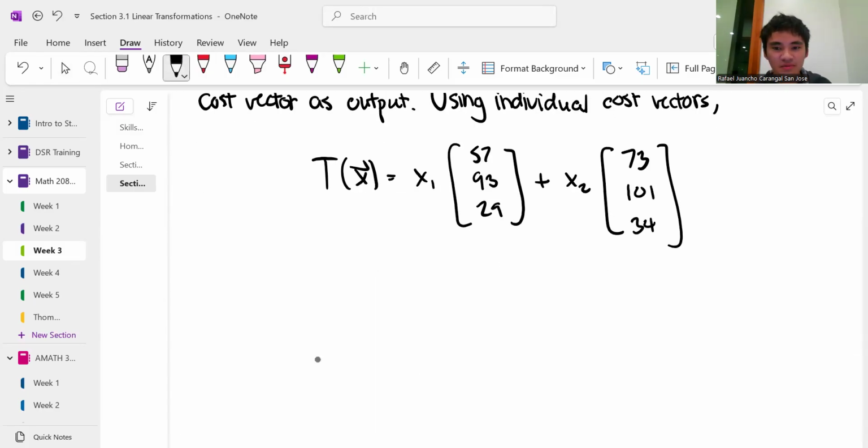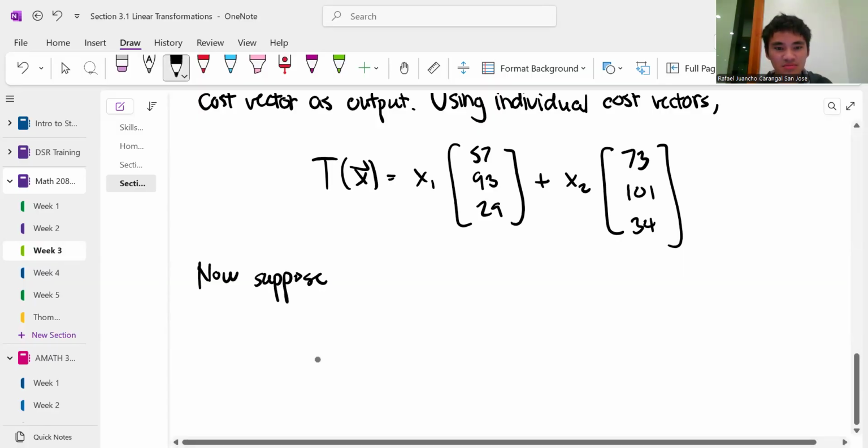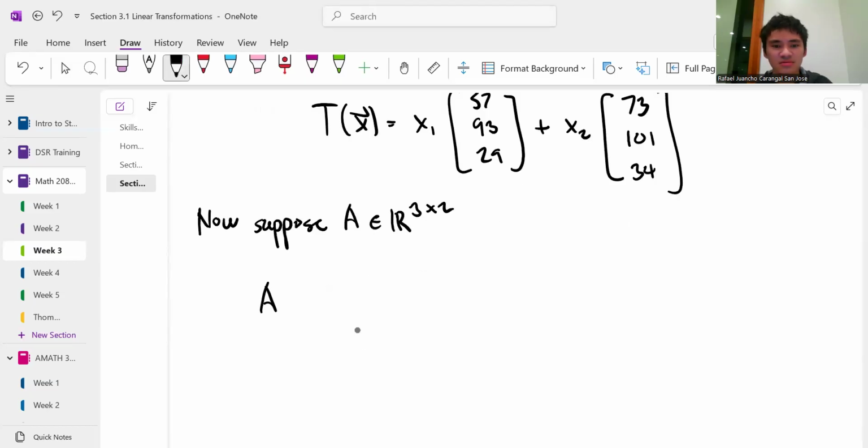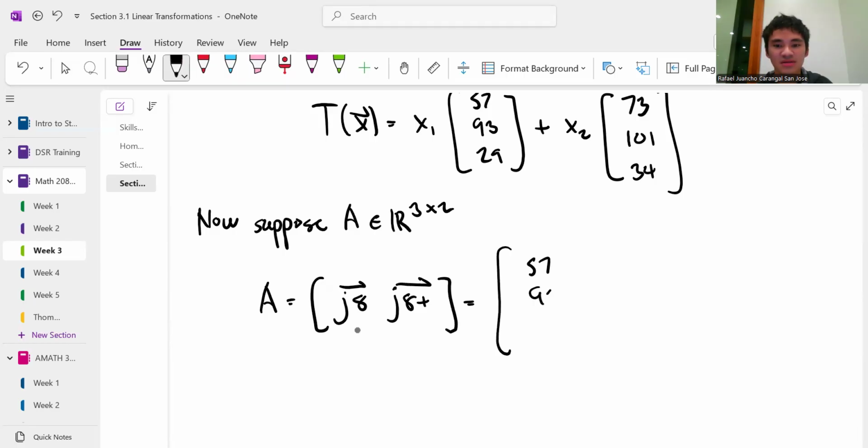Now we're going to connect some of the stuff we learned from the previous video. Suppose we have a matrix A, it's 3 by 2. That means 3 rows and 2 columns. And it's literally the J8 vector and the J8 Plus vector. So that's going to be 57, 93, 29, 73, 101, 34. So we know this is a 3 by 2, that's 3 rows, 2 columns.